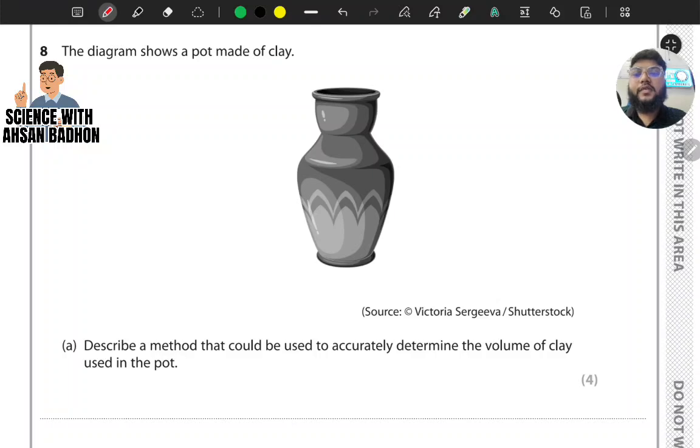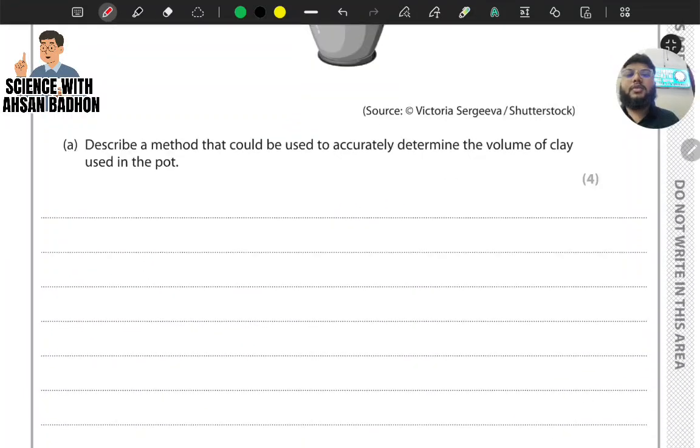So this is the next part of our video today. Question number 8 says, the diagram shows a pot made of clay. So here is the pot, we can see that it is an irregular object. Okay, so the question says, describe a method that could be used to accurately determine the volume of clay used in the pot. Okay, so since we are measuring the volume here, you can use the method of submerging it into water and measuring the volume change in a measuring cylinder.